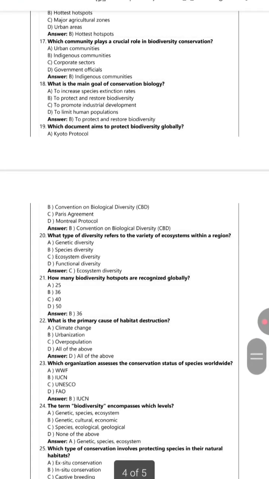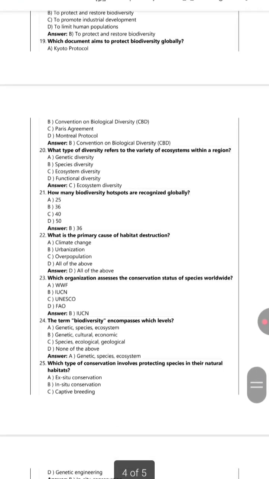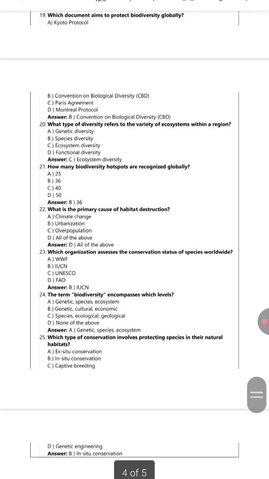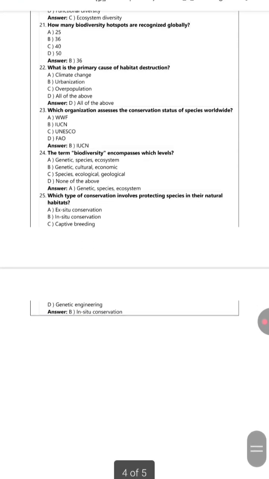Which community plays a crucial role in biodiversity conservation? Indigenous communities. What is the main goal of conservation biology? To protect and restore biodiversity. Which document aims to protect biodiversity globally? Convention on Biological Diversity. Which type of diversity refers to the variety of ecosystems within a region? Ecosystem diversity. How many biodiversity hotspots are recognized globally?